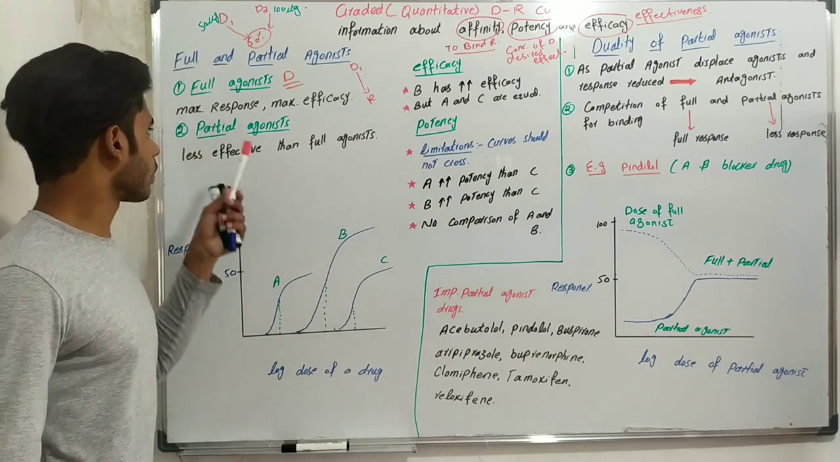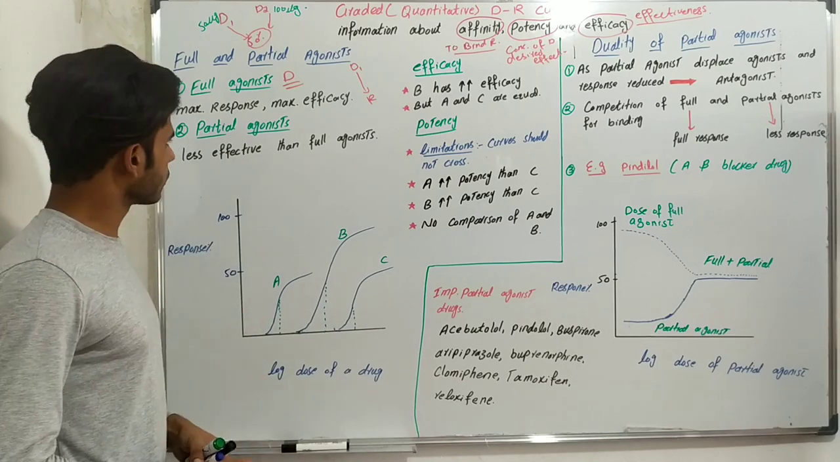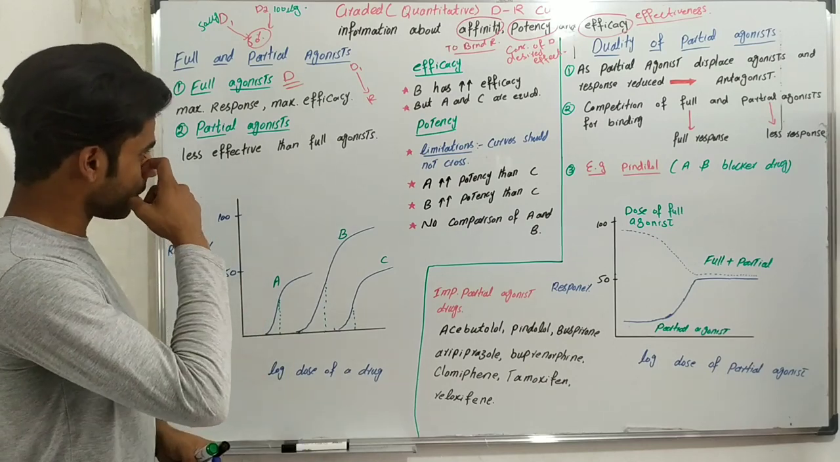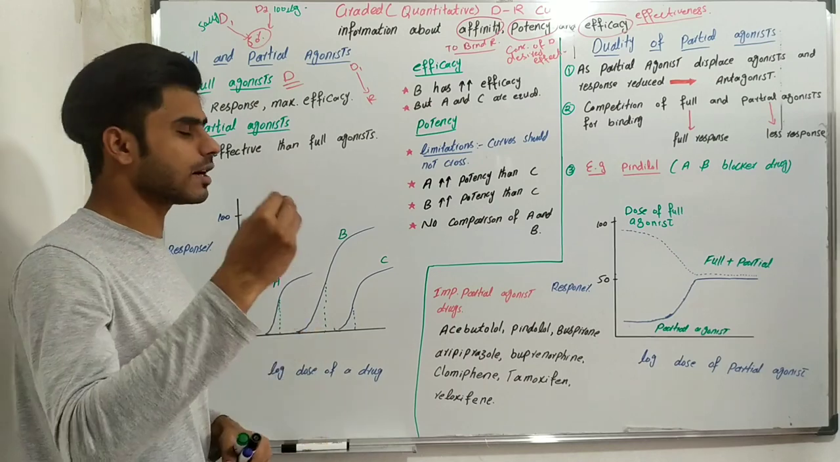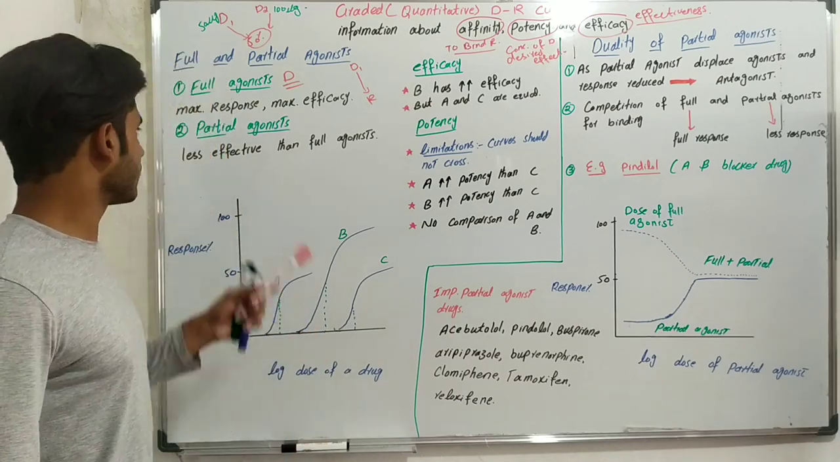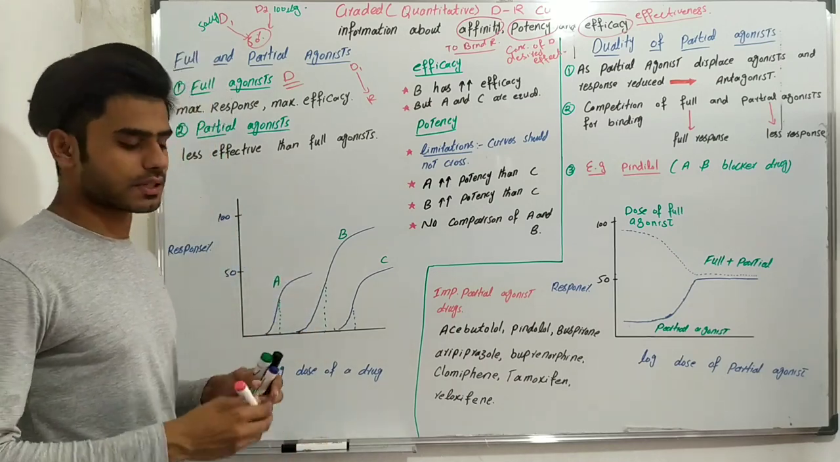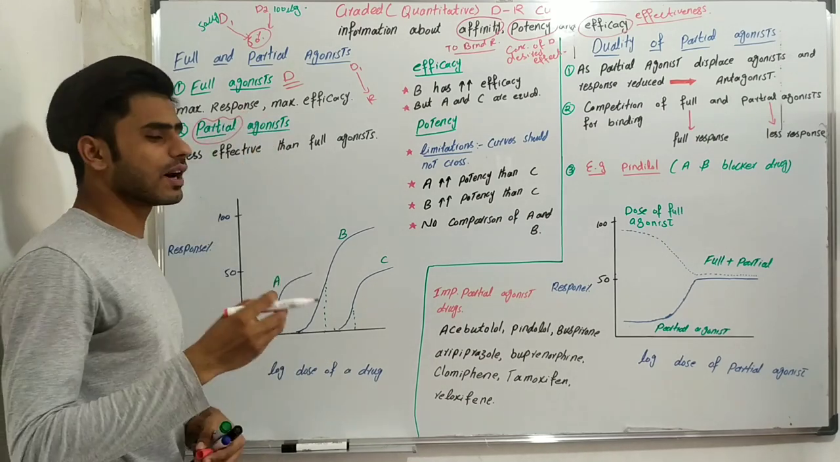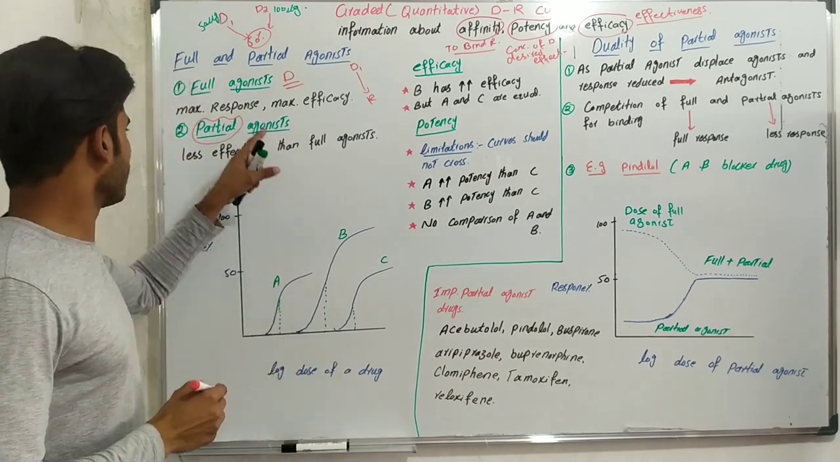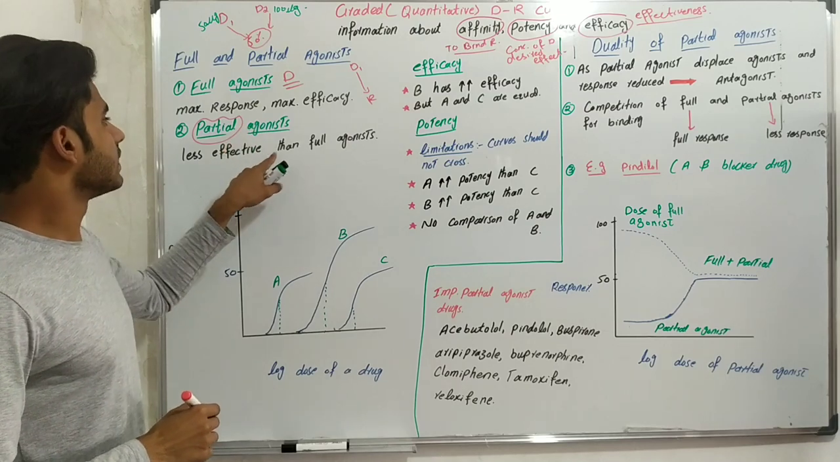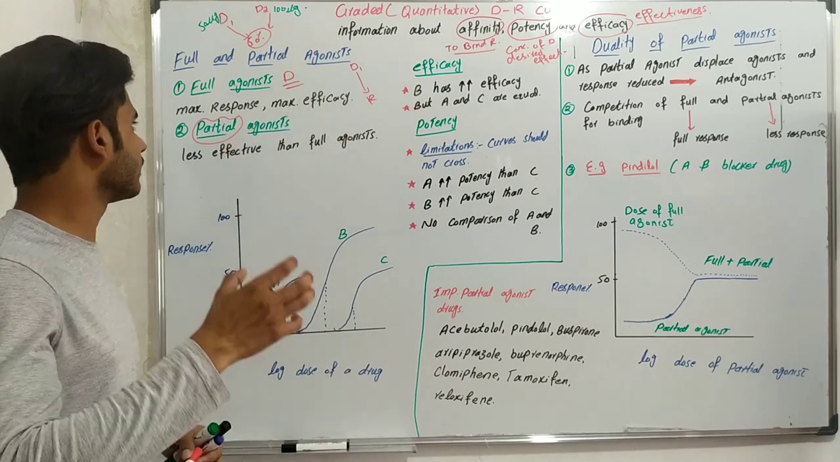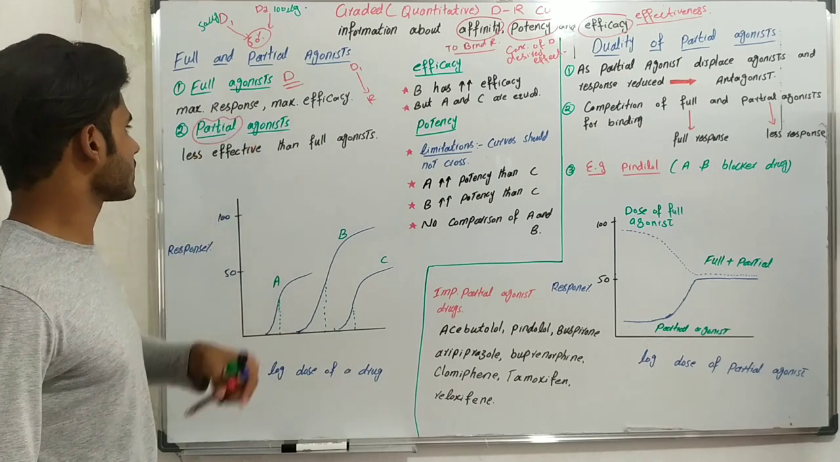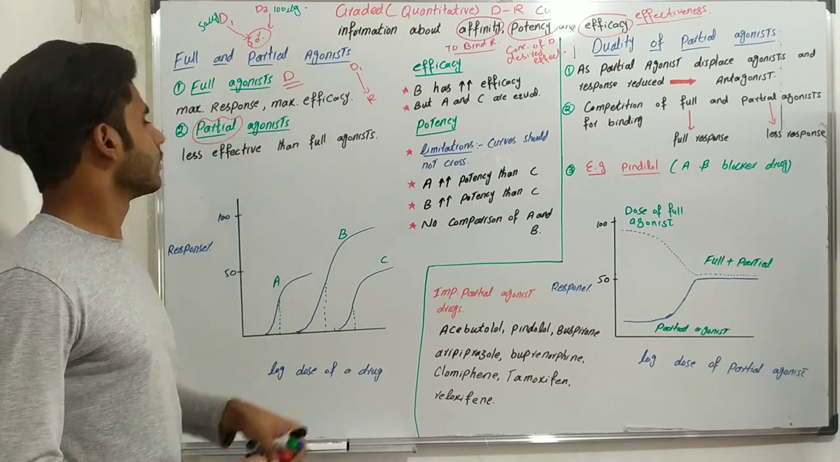The second concept is about the partial agonist. So what is the partial agonist? The full agonist gives 100% response, but a partial agonist will not give 100% response, as the name indicates, partial. The drug that is less effective than the full agonist will give a response less than the full agonist.